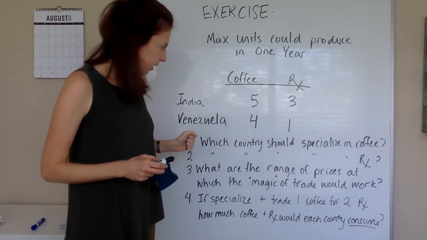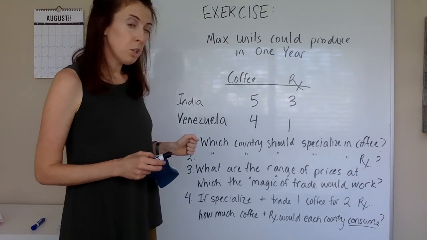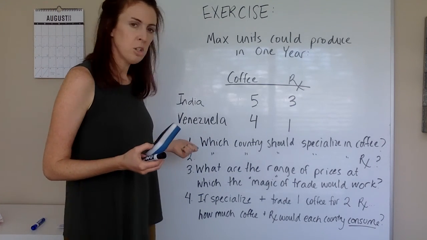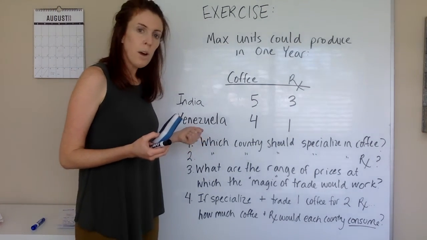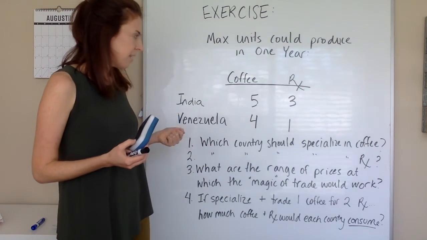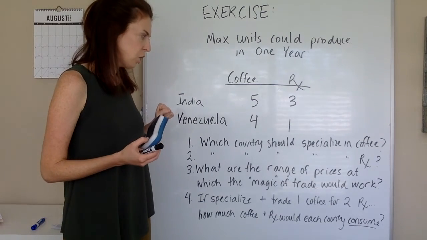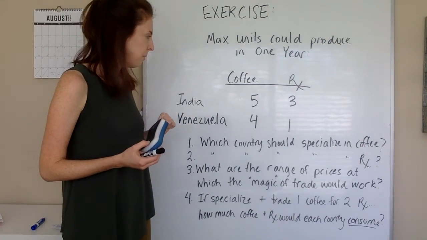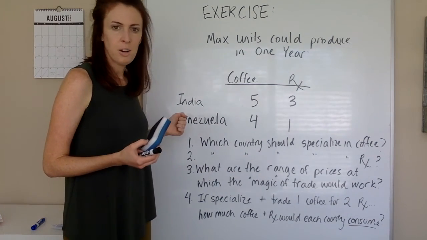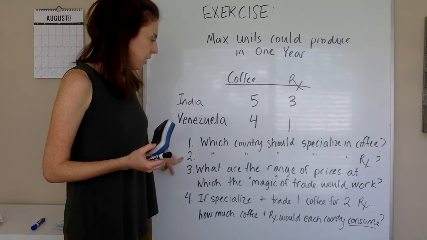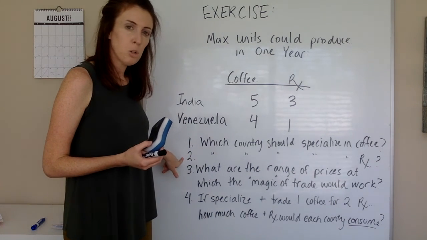So what I want you to calculate for today, or what I want you to answer for today, is 4 questions. Question number 1 is, based on this and everything you've learned, which country should specialize in coffee production? So just respond India or Venezuela. For number 2, answer which country should specialize in prescription drug production?